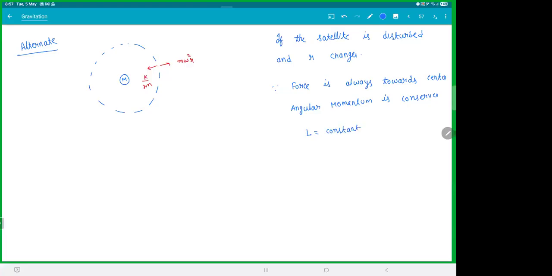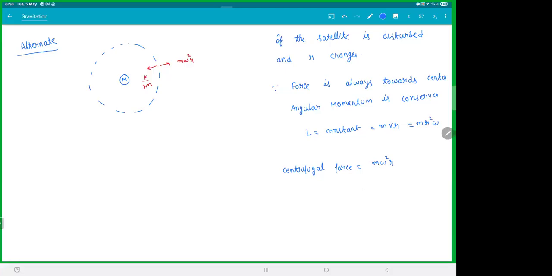Now remember, when you disturb it, omega will change, r will change, but angular momentum won't change. So that means you can write the centrifugal forces. This is mvr. I can write this as m, v is r omega, m r square omega. I can play with this a bit. I don't want to deal with two variables here. Omega will change, r will change. I don't want to deal with both of them. So let me put the centrifugal force m omega square r.